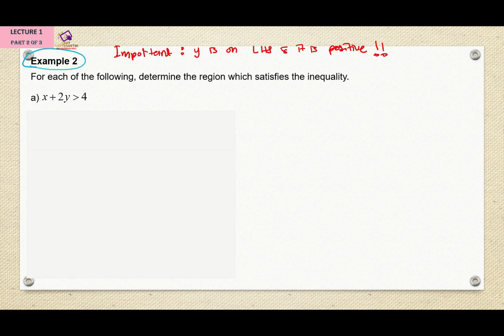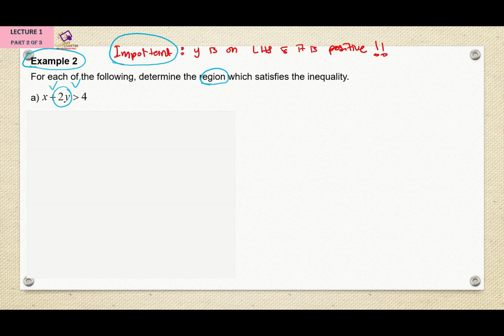Next, let's look at example 2. For each of the following, determine the region which satisfies the inequality. For A, here we have x plus 2y greater than 4. You should remember the important thing: y is on the left hand side and it is positive. So your equation is x plus 2y greater than 4, and you don't have to rewrite your inequality.